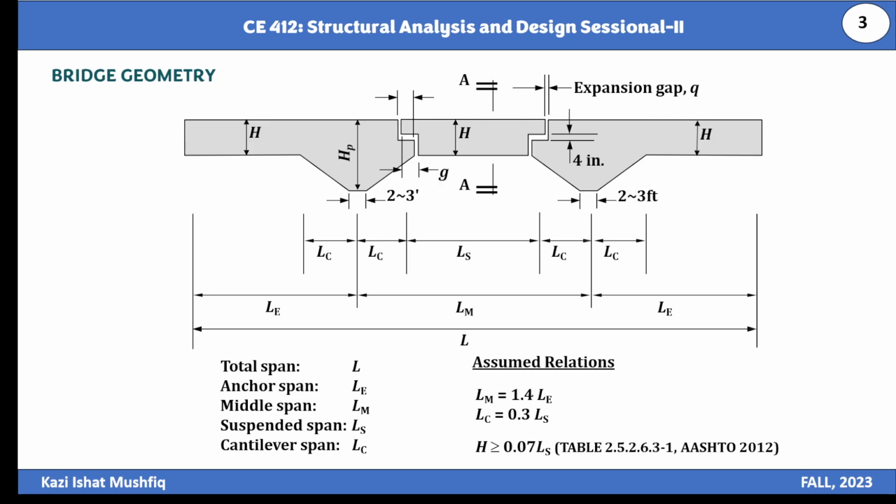At first, we need to define our bridge geometry, which you have already defined in your lab report. Here, the letter L stands for the total span and LE is for the anchor span, and we designated the suspended span as LS, and here LC is for the cantilever span length. Here we assumed some relations and also followed some guidelines of SAP2012.